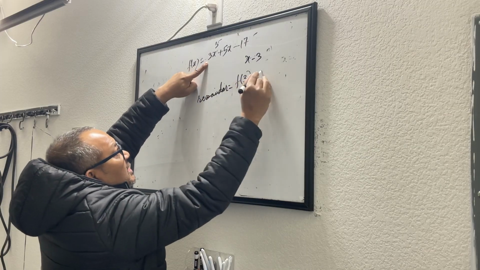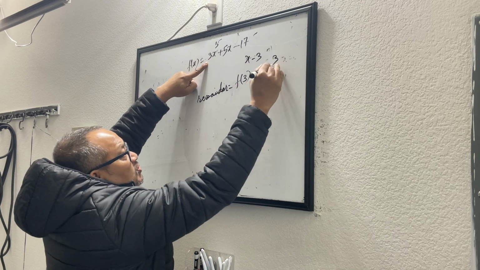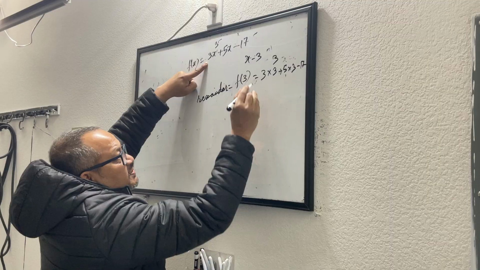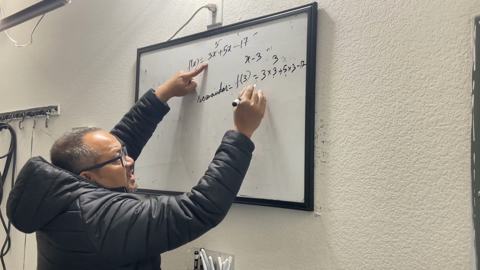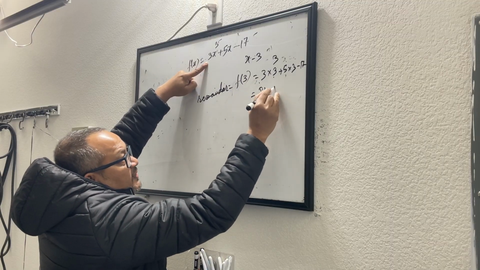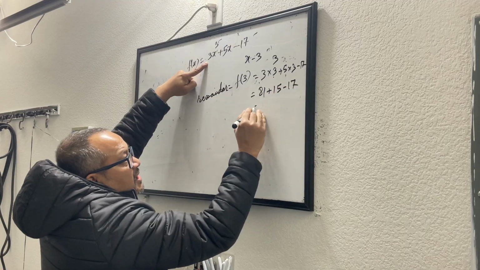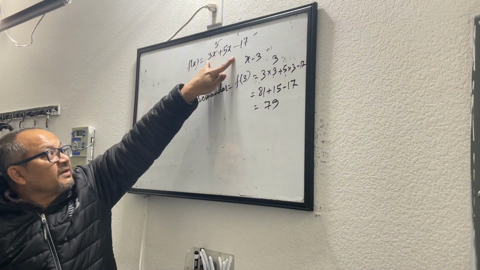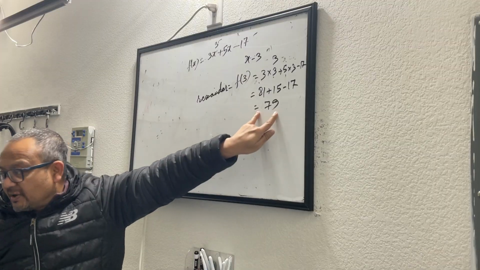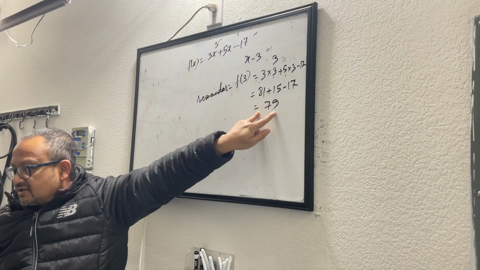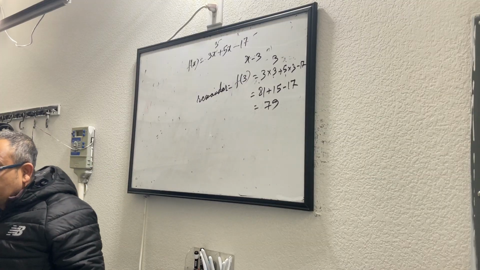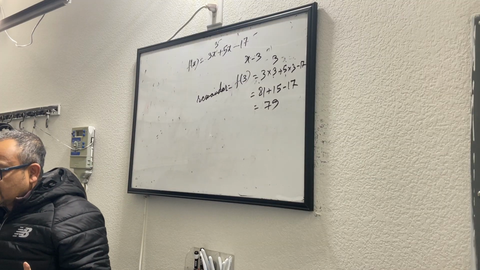f of 3 will be 3 into 3 cubed plus 5 into 3 minus 17. So 3 cubed is 27, into 3 is 81, plus 15 minus 17. So it will be 79. So when I divide this by x minus 3, I should get a remainder of 79. Let's see if that is the case. We are still validating this polynomial remainder theorem to see if this is correct or not.